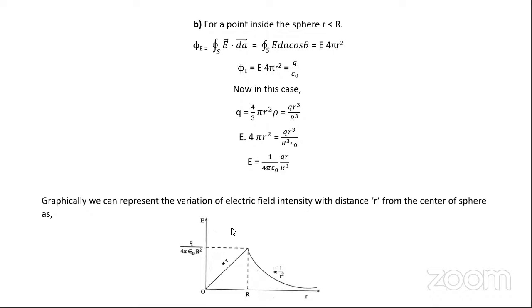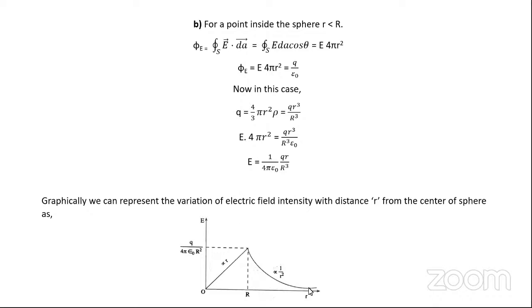This is outside the sphere. So here, from the center of the sphere, the electric field intensity is proportional to r, right? At the surface of the sphere, the electric field intensity becomes E is equal to Q divided by 4 pi epsilon 0 R square. And outside the sphere, it will follow the inverse square law.